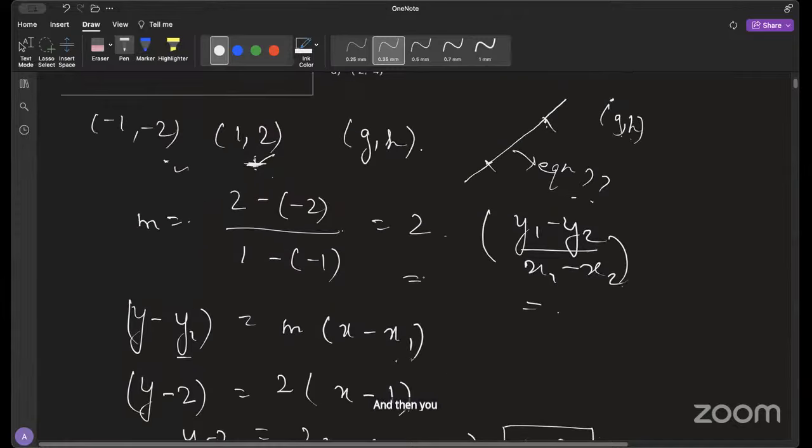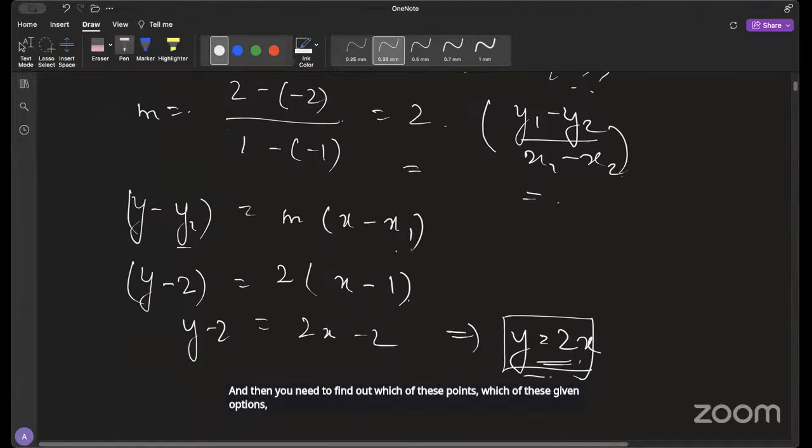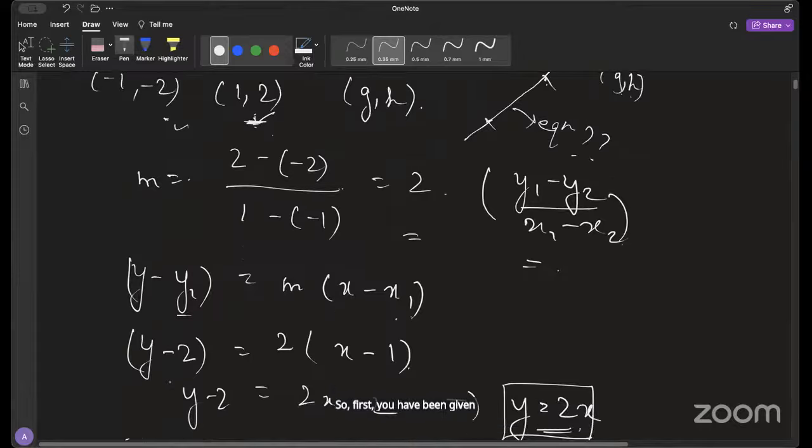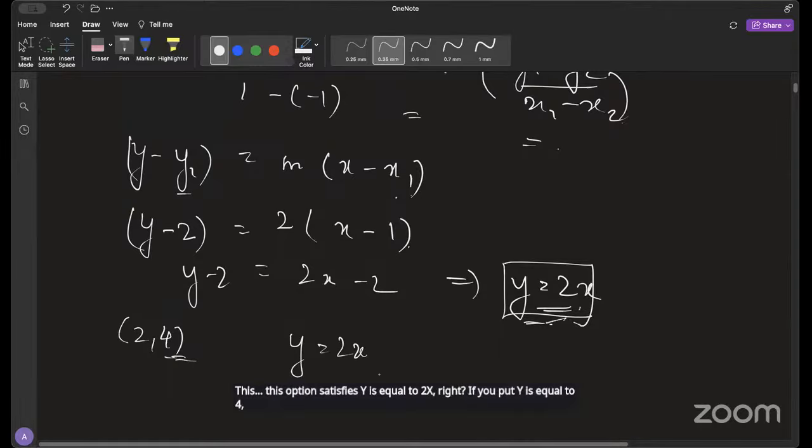Then you need to find out which of the given options lie on this line. The first option is 2, 4. If you put y equals 4, x equals 2, the equation y equals 2x is satisfied. So this option is correct.